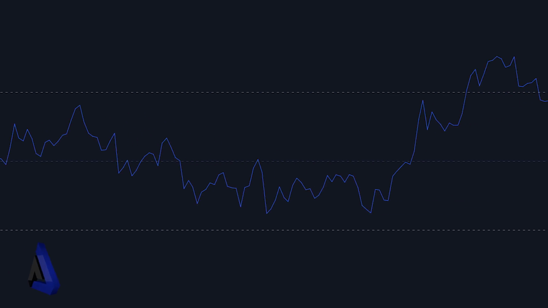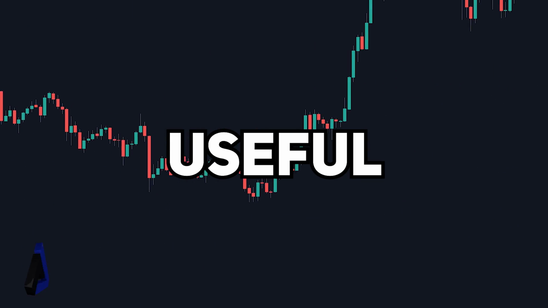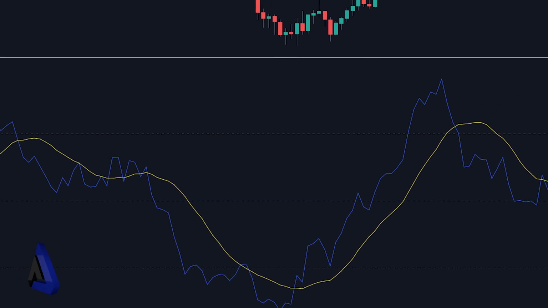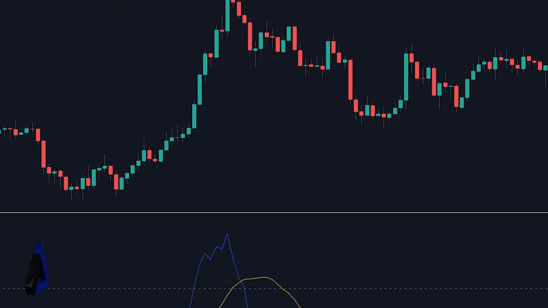All in all, the RSI is a very simple and useful indicator for finding trends, trading divergences, and for using it in strategies like we show all over this channel.